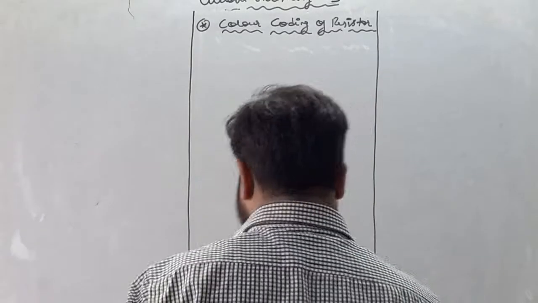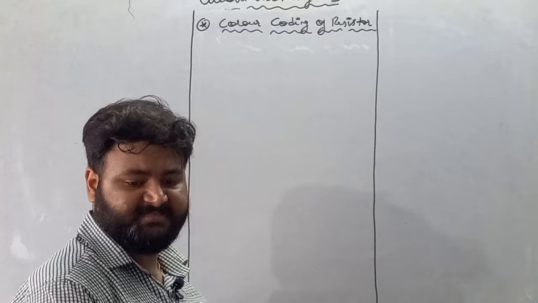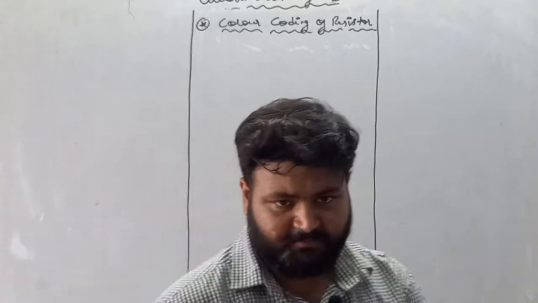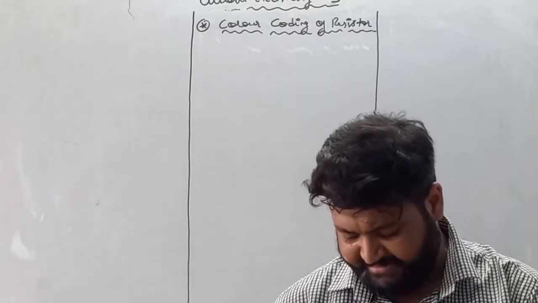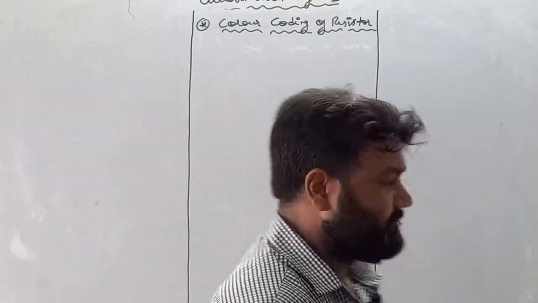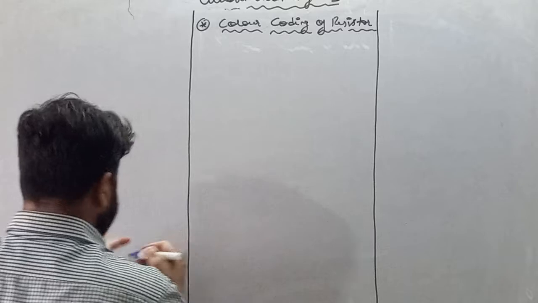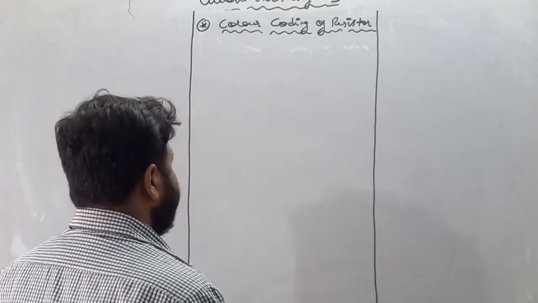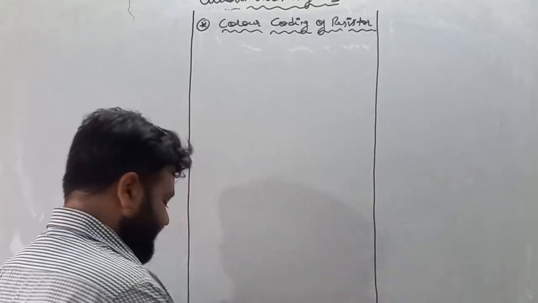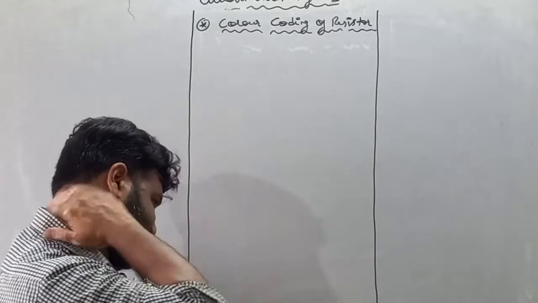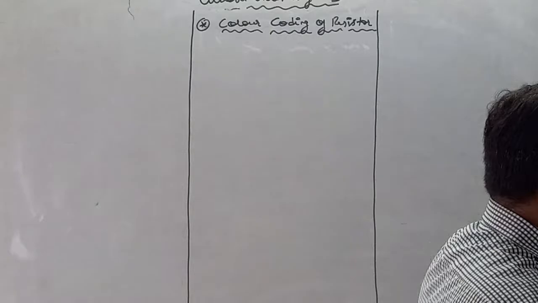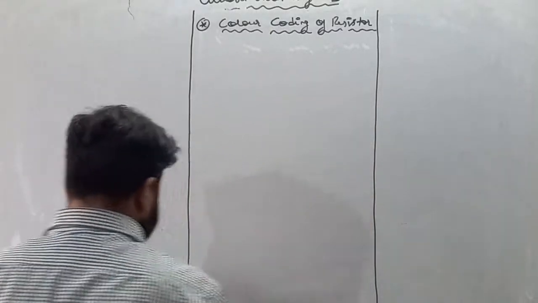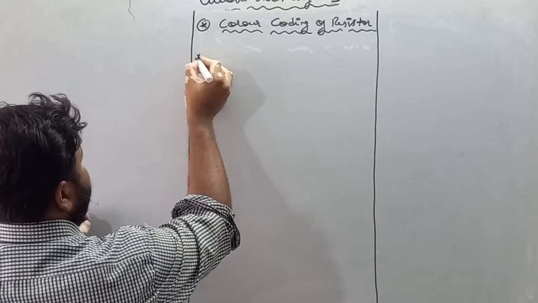So first of all, my dear student, what actually is a resistor? Write down the very first topic: what is a resistor? A resistor is nothing but an electronic device which is made up of carbon.